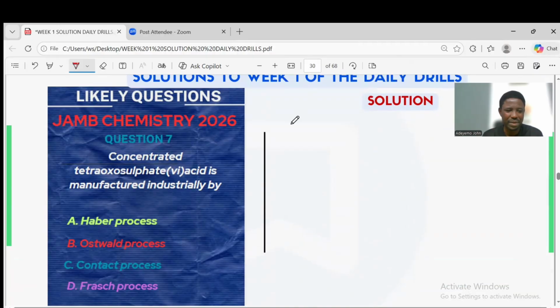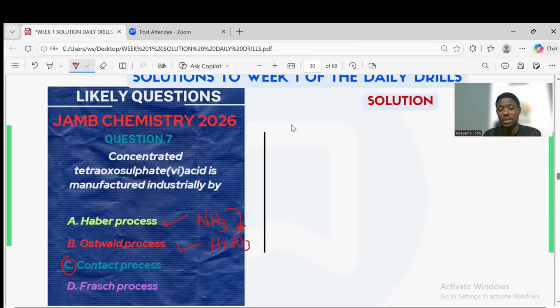Concentrated tetraoxosulfate(VI) acid is manufactured industrially by the contact process. I just mentioned that, which means I've mentioned most of the questions they will ask you in your exam. Which substance is produced industrially by the Haber process? That is ammonia. What about the Ostwald process? Most of you don't know. It's concentrated HNO3, nitric acid. Actually, oxidation of ammonia is what produces nitric acid, and that is the Ostwald process.